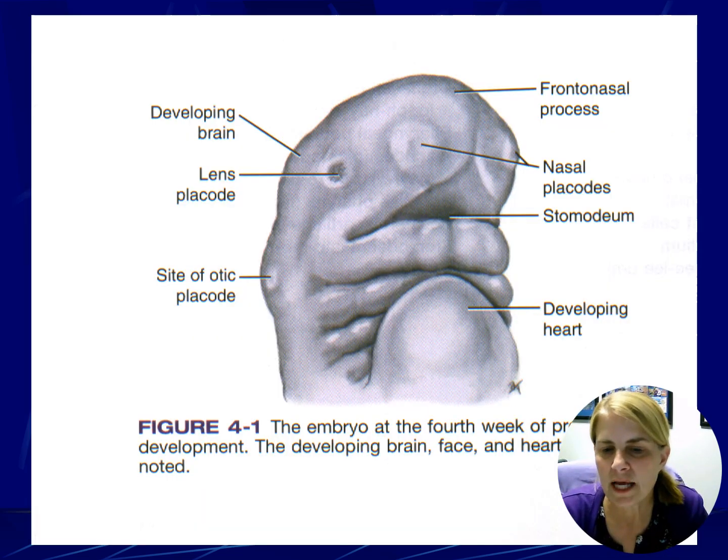This is a picture of the embryo at the 4th week of development. You can see the developing brain area in the frontal process, which is larger to cover that developing brain. You can see the sensory organs are starting to develop in the places where the placodes are. So the nasal placodes are there for the nostril area, the nose area. The lens placodes for the eyes. The future ears already are seen with the otic placodes.